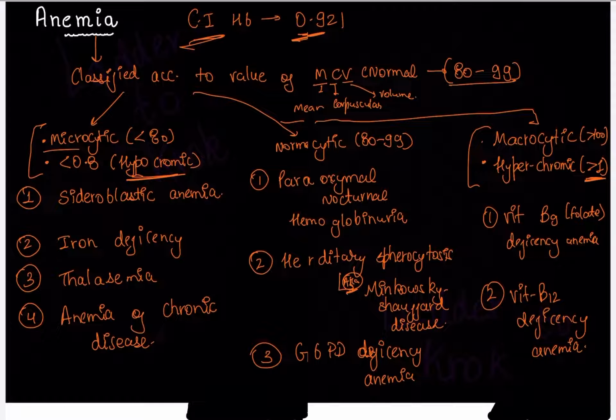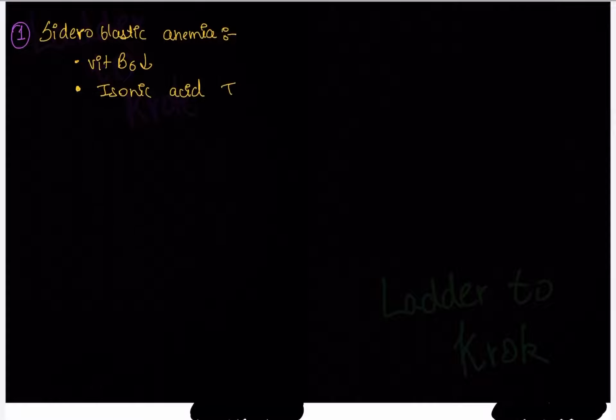The first one we are going to discuss here is sideroblastic anemia. Usually it happens because of B6 deficiency or heme synthesis disturbance. The first thing is vitamin B6 deficiency. In this, we find isoniazid toxicity. What happens is that isoniazid toxicity leads to a decrease of vitamin B6.